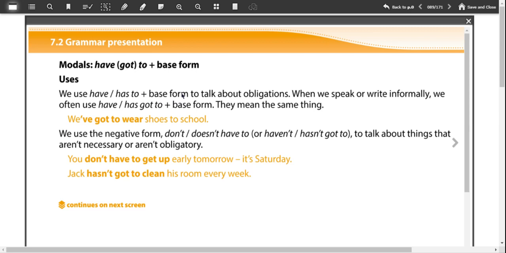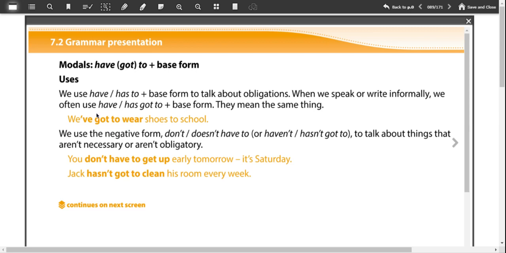When we speak or write informally, we can also use have got to plus verb or has got to plus the verb. Depends on the subject, right? They mean the same exact thing. So we can say for an obligation, we have got to wear shoes to school, or we can say we have to wear shoes to school without the word got. And it means the same exact thing.